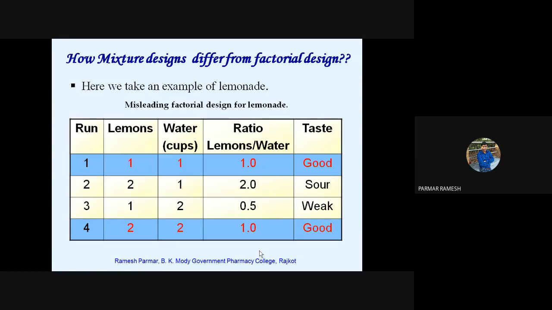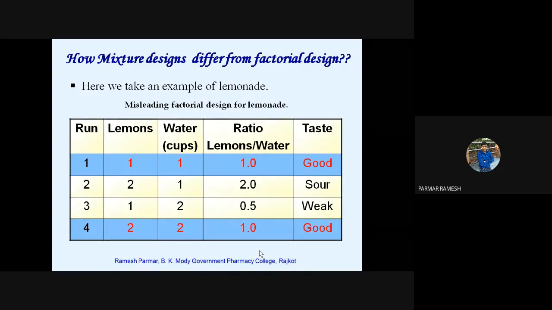If you take 2 lemons and 1 cup of water, the ratio of lemon to water is 2 and the taste will be sour. If you take 1 lemon and 2 cups of water, the ratio of lemon to water is 0.5 and the taste will be weak. Again, if you take 2 lemons and 2 cups of water, the ratio is 1 and the taste will be good. Now, if you look at this design, it is a 2:2 full factorial design, in which one factor is lemon, and the second factor is the quantity of water.